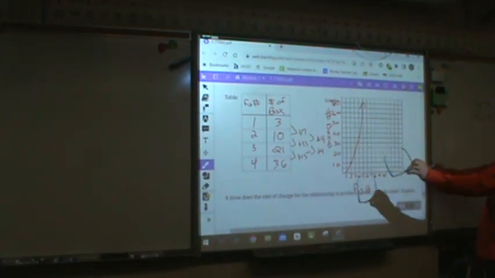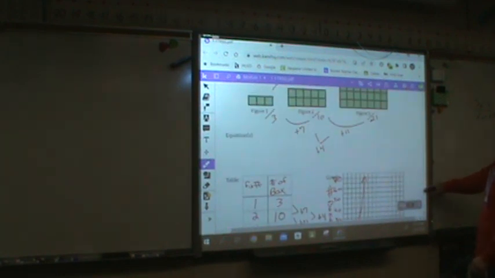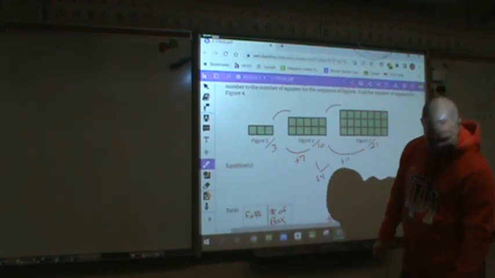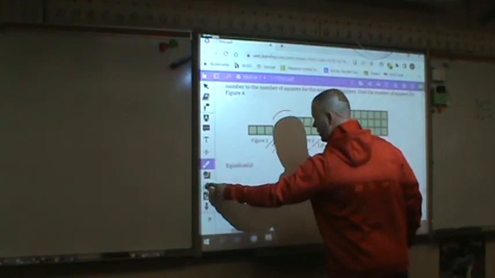All right, so we've got the table and the graph figured out. Now we need to go back and figure out the equation. So we just need to figure out what's going on here. This is the tough part. I'm going to tell you, this is difficult. I struggle with this stuff as well, as most of you will.